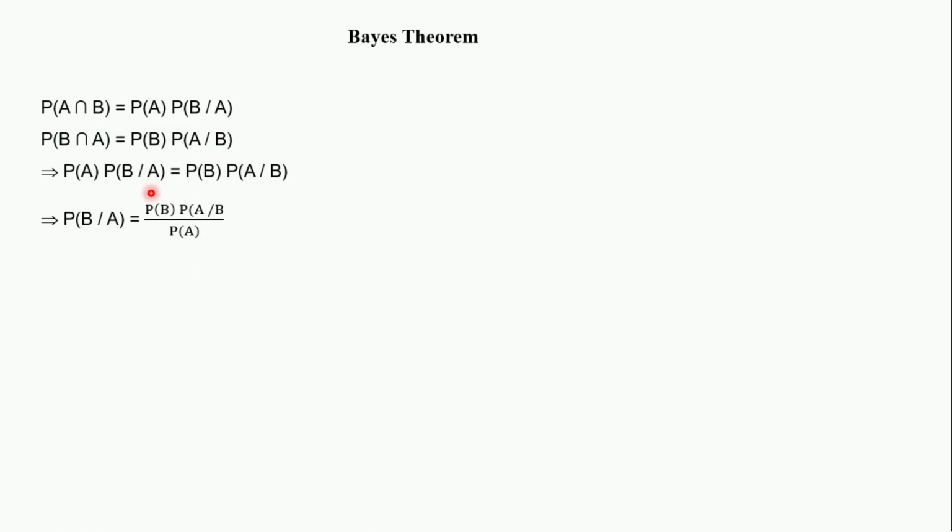This is the Bayes theorem formula, that is probability of B given that A already happened equals probability of B into probability of A given that B already happened upon probability of A. Here we can observe that whatever comes after the slash goes into the denominator. This is just a trick to remember this, and you don't need to learn this formula by heart. You can simply derive it, and this formula helps us solve a lot of questions. We will see it further.